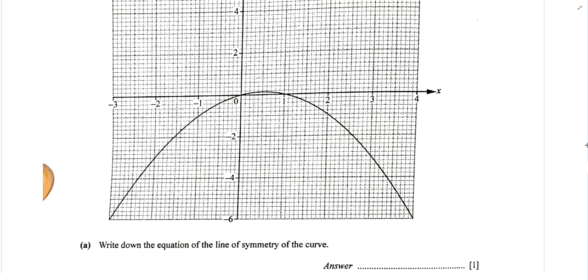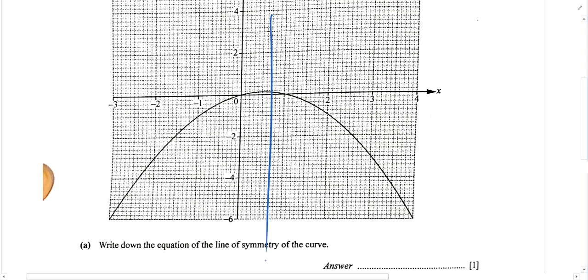You can do this if you are good at visualizing, or you can do it the mathematical way. Okay? Let's try doing it without mathematics, just by looking. Where is the line of symmetry?